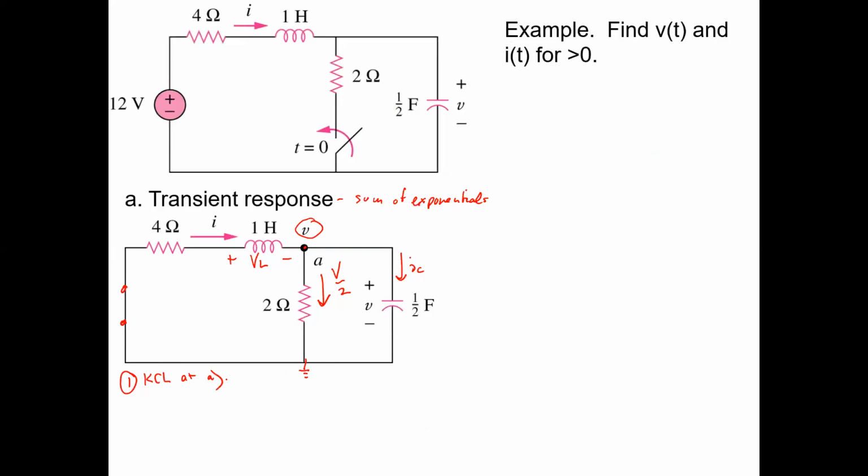If you were going to try mesh analysis, you would maybe have an I here. You'd have to come up with a name for this mesh current here. I guess this mesh current would be IC, wouldn't it? Yeah, you have an I and an IC, so you could do mesh analysis.